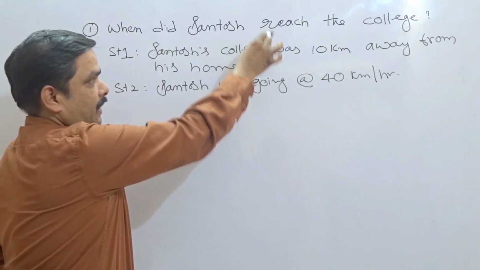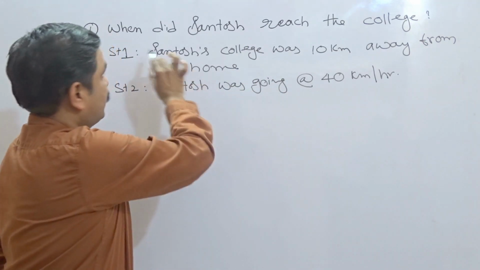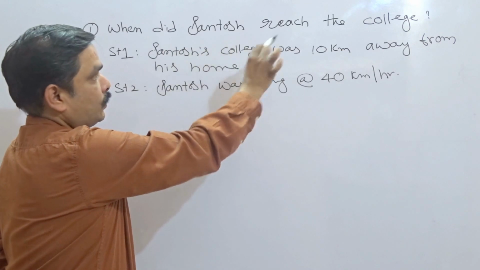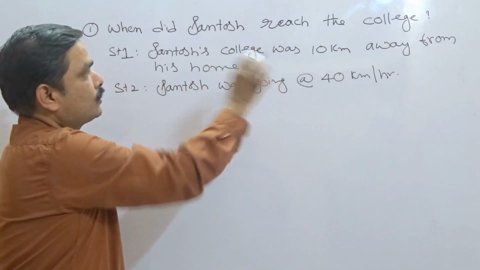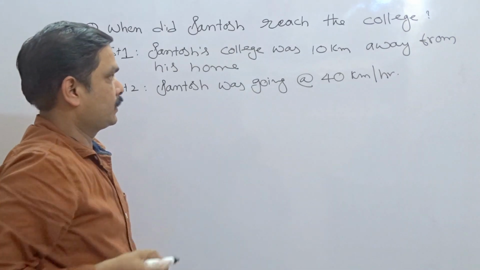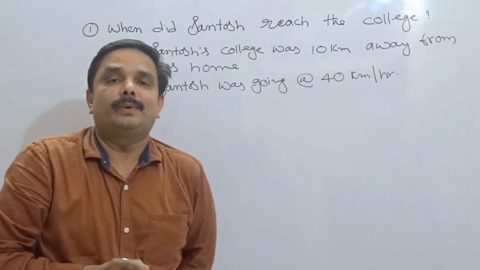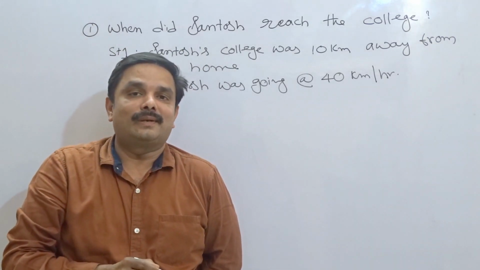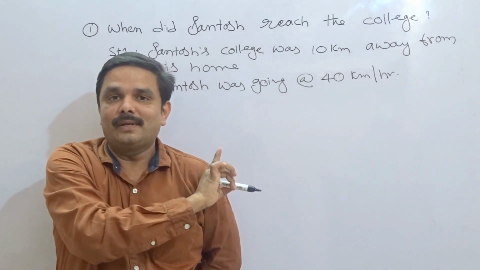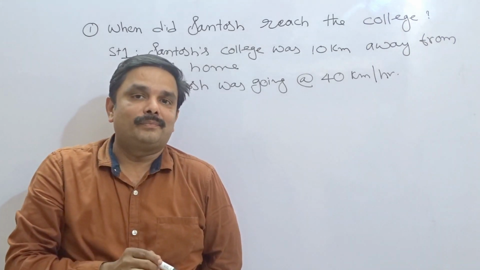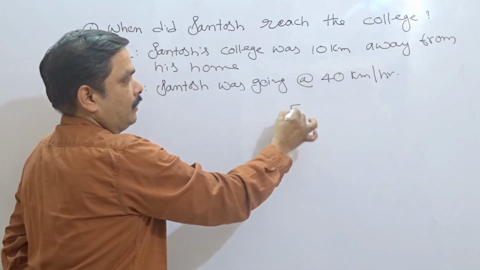This question has been asked in one of the previous SBI PO exams. The question says: when did Santosh reach the college? Statement 1: Santosh's college was 10 kilometers away from his home. Statement 2: Santosh was going at 40 kilometers per hour. In that year, many students made a mistake on this question. Simply, they kept the answer as option number 5.